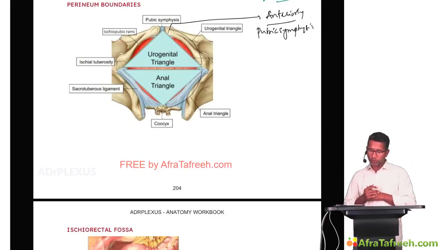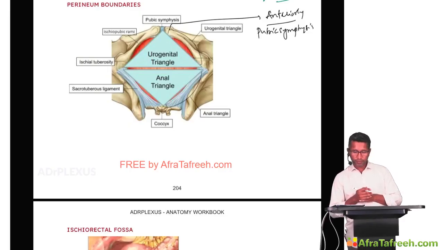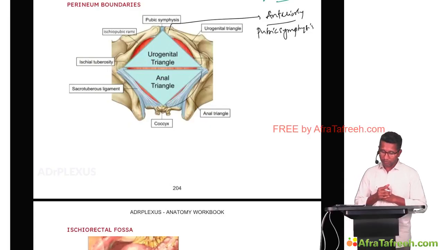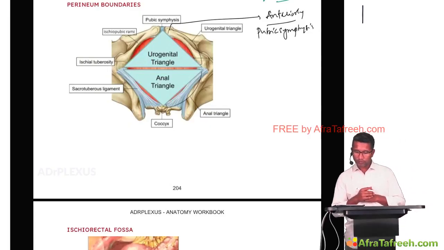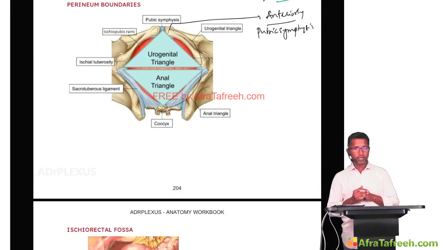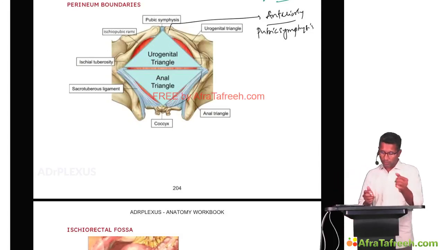Anybody? Pubic symphysis is what kind of joint? Is it a synovial joint, a cartilaginous joint, or a fibrous joint? Yes, it is a secondary cartilaginous joint. It is lying in the midline of the body.